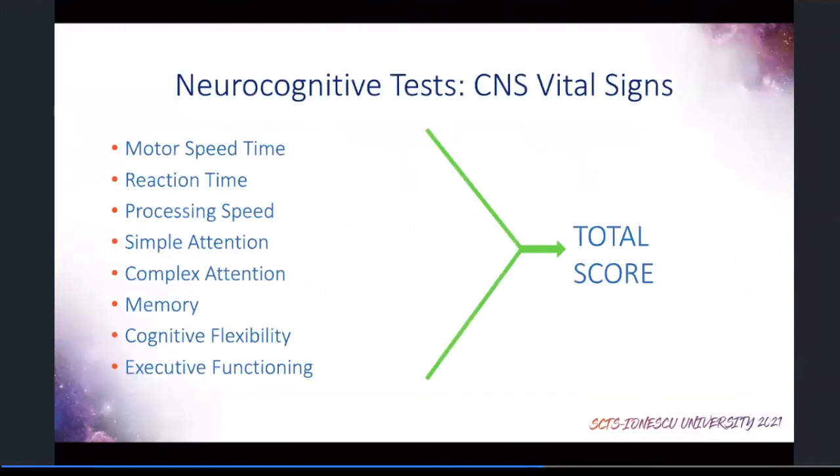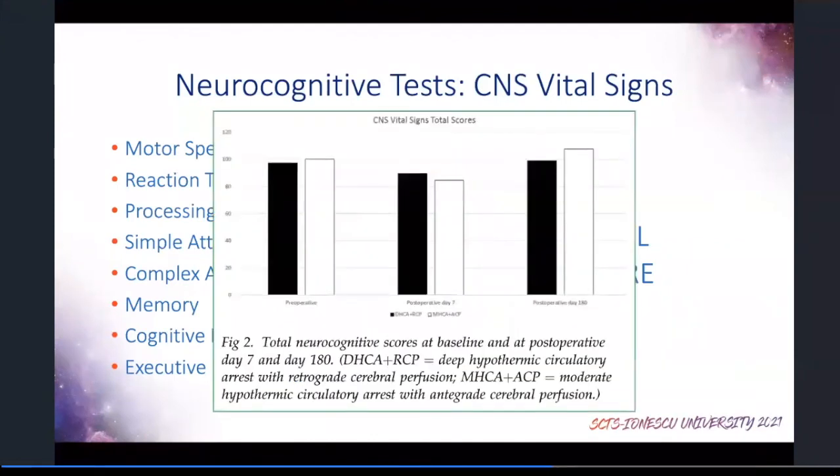Neurocognitive testing was done using the following parameters you see on the left to come up with a total composite score, and neurologic scores at baseline and postoperatively on day 7 and day 180 are shown here. And essentially, there was a slight decrease in the total score on day 7, which essentially recovered by the 6-month period.